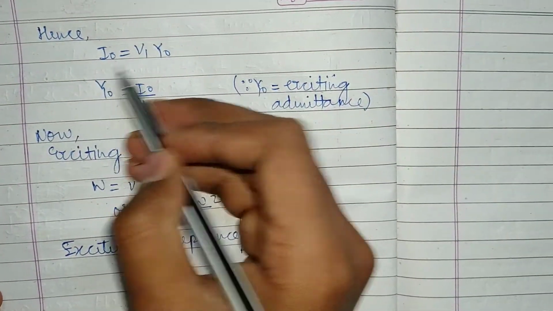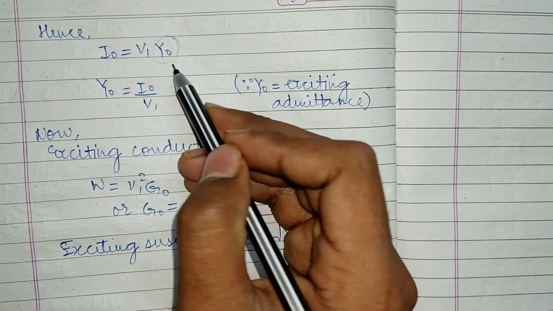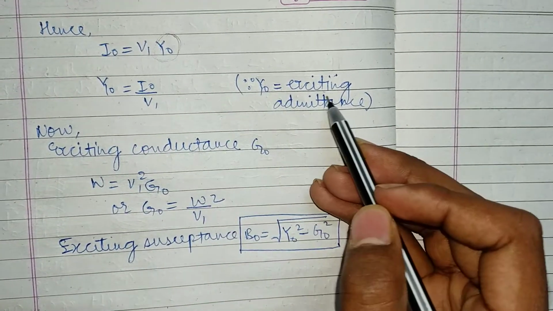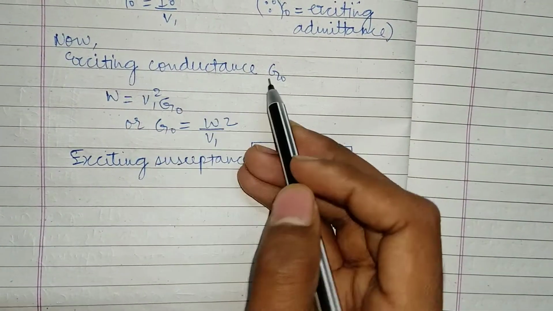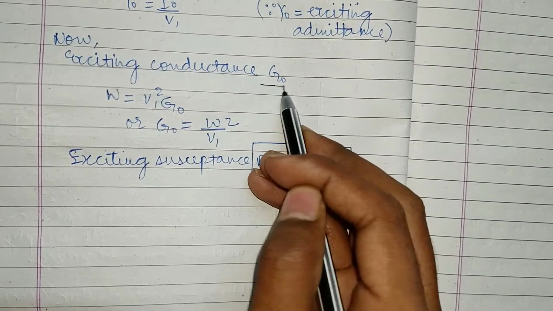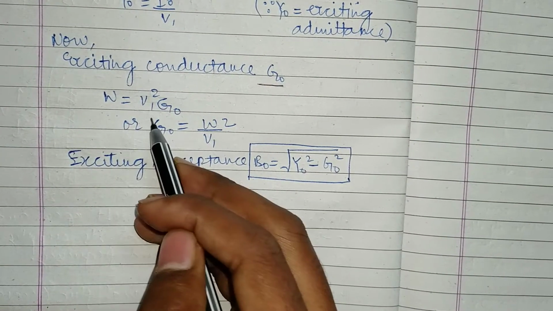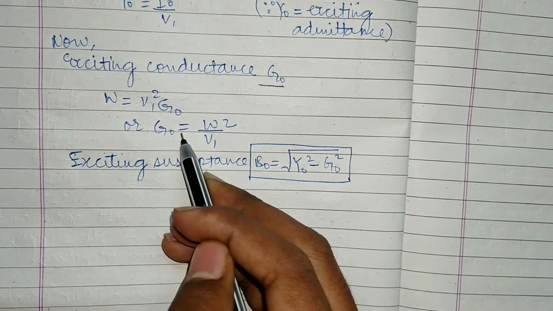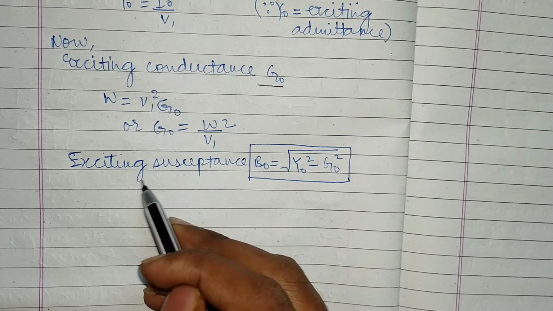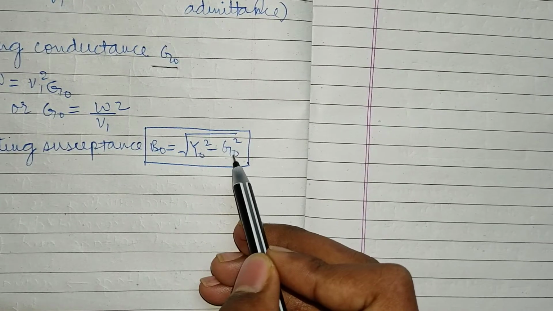Now we have this relation: I0 is equal to V1 times Y0. You may be studying this quantity for the first time. Y0 is called the exciting admittance. Similarly we have another relation for the exciting conductance: W, the power we calculated earlier, is equal to V1 squared times G0, so G0 is equal to W by V1 squared. Now the exciting susceptance can be calculated: B0 is equal to the square root of Y0 squared minus G0 squared.